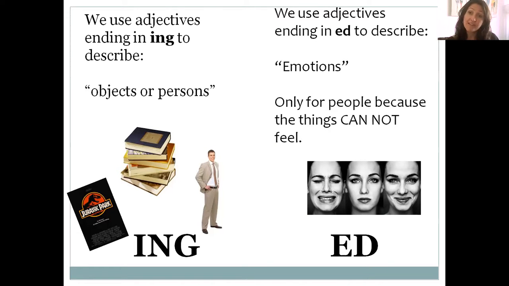When we use -ed, it's how a person feels. Yes, -ed is only for people, while -ing is for people or objects. We use -ing to describe an object or people, and the feeling they give. We use -ed to describe emotions people feel. Okay, so -ed is only for people.